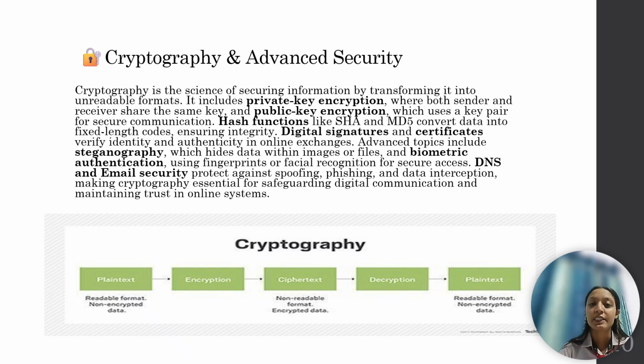It includes private key encryption, where both sender and receiver share the same key, and public key encryption, which uses a key pair for secure communication. Hash functions like SHA and MD5 convert data into fixed length codes, ensuring integrity. Digital signatures and certificates verify identity and authenticity in online exchanges. And there was also biometric authentication included in it.